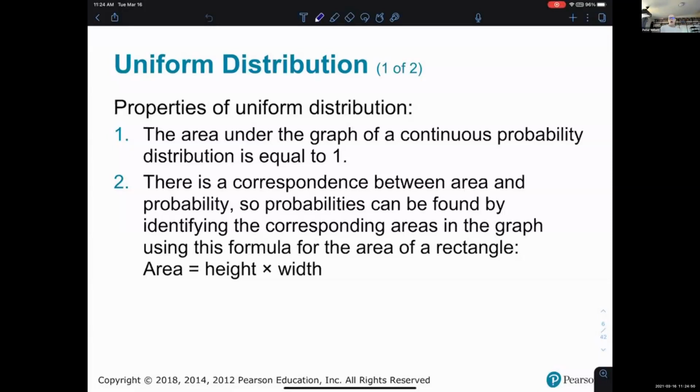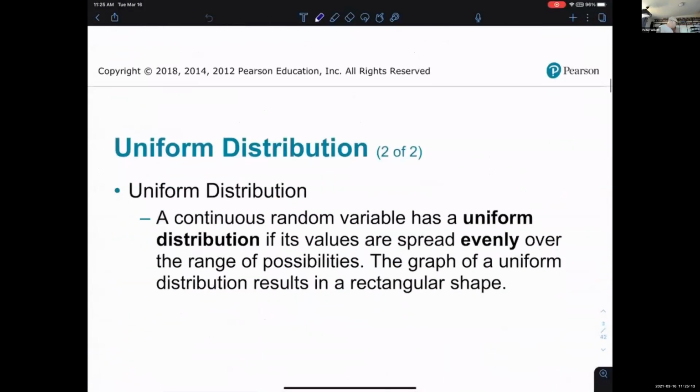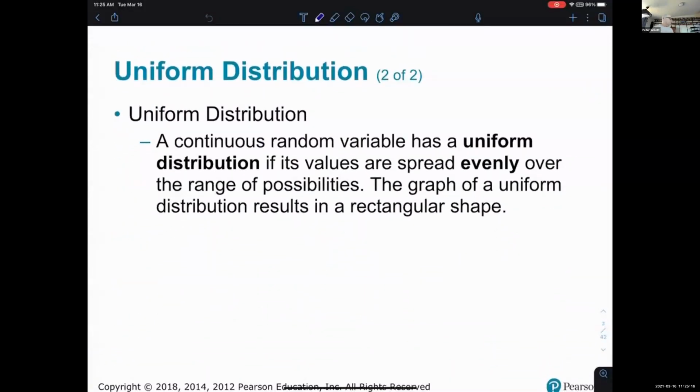And there's a correspondence between the area and probability. So probabilities can be found by identifying the corresponding areas in the graph using the formula for the area of a rectangle. The rectangle will be in the case of a uniform distribution. So we kind of need to see this graphically. So we can come back and read this again, but let's look at this. A uniform distribution for a continuous random variable is when the values are spread evenly over the range of possibilities. The graph of a uniform distribution results in a rectangular shape. So let's see this.